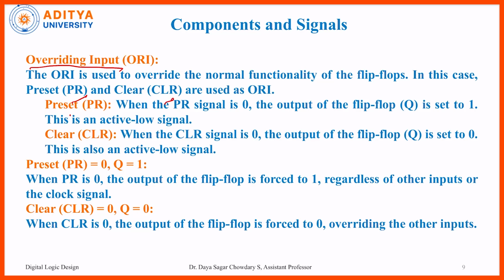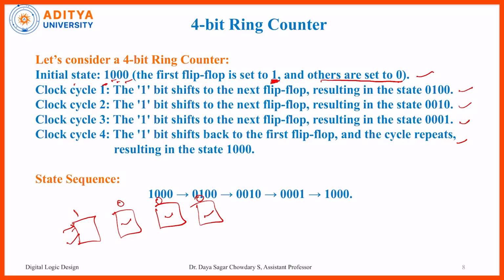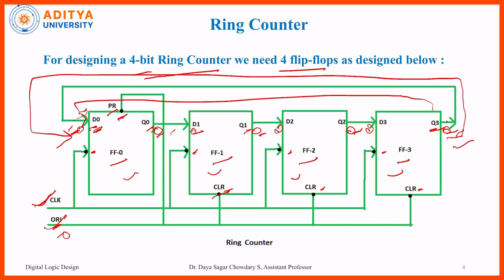If we use that preset signal as 0, that means this signal preset is 0, and at the same time the same connection is given to this ORI, and all the CLR, that is clear terminals, are also connected to the ORI signal only. That means if we apply 0 here, the first flip-flop will get the preset, that is 0, and clear for the second, third, fourth stages, that is also 0.